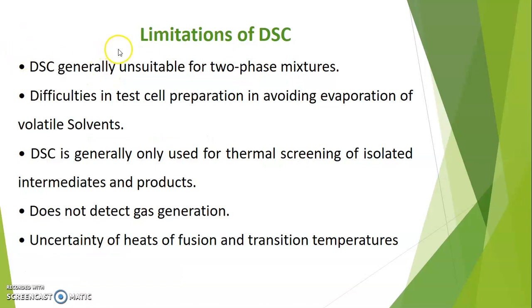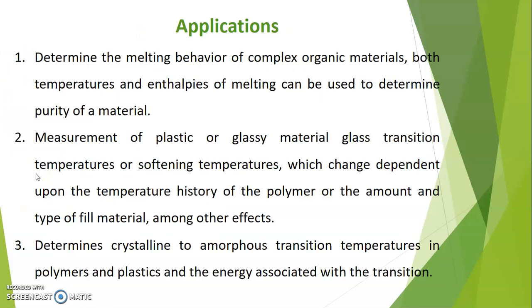Then next, what are the limitations of DSC? It is generally unsuitable for two-phase mixtures. There are difficulties in test cell preparation in avoiding evaporation of volatile solvents. It is generally only used for thermal screening of isolated intermediates and products. It does not detect gas generation, and there is uncertainty in heats of fusion and transition temperatures. So these are the disadvantages of the DSC method.